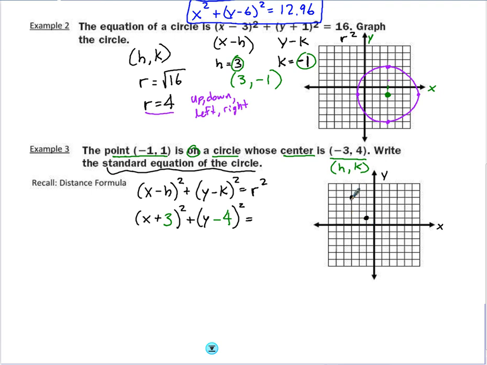If this is a point on the circle, ultimately I want to find the distance, using the distance formula, between the center and the edge of the circle, because that distance represents the radius of my circle. So I can use the distance formula. I could also draw a right triangle and find the hypotenuse of that right triangle. Or also, every point on the circle represents the x and y at any point. So I could plug in negative 1 for x and 1 for y, and I can solve this for r squared.